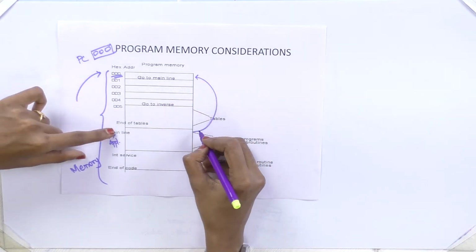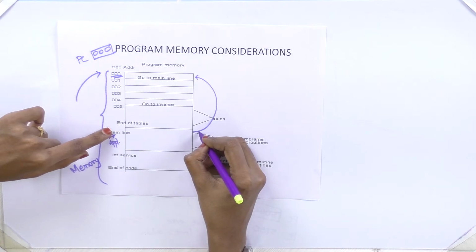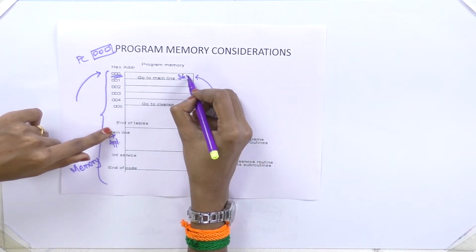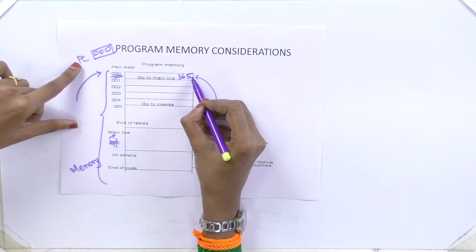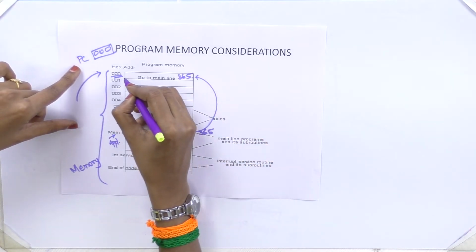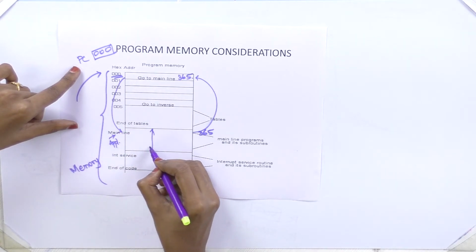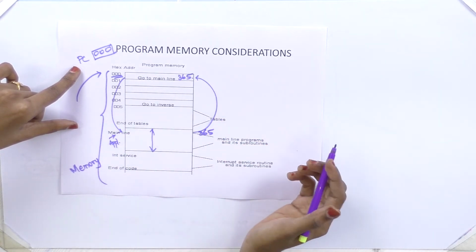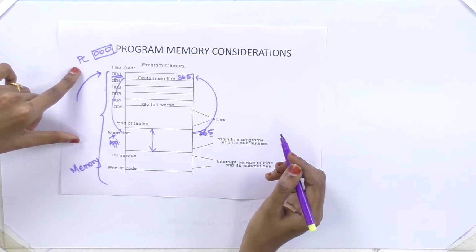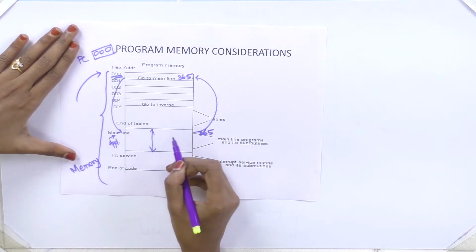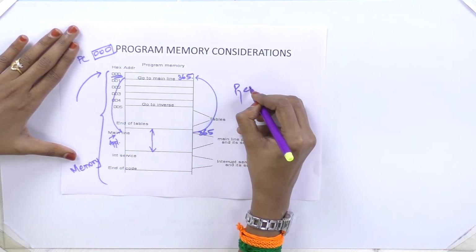For example, if your application address is 365, then this 365 would have been written here. By seeing this 365, your controller will come to the mainline and start to execute the program in the mainline range of memory. This is what will happen when your controller is reset. At reset time this will happen.